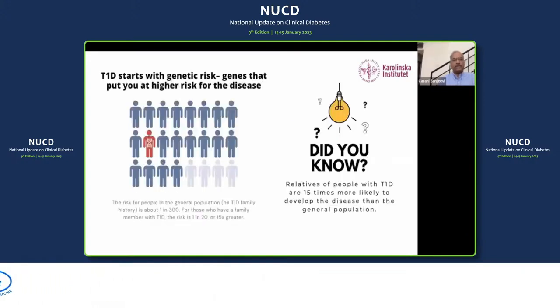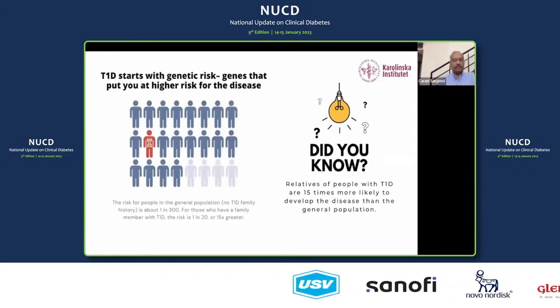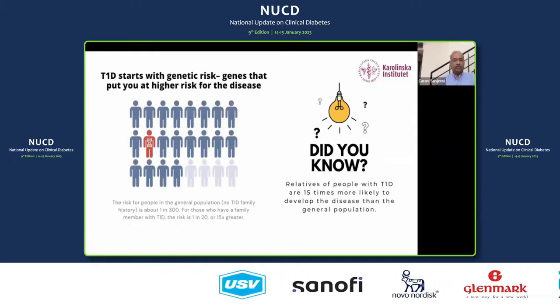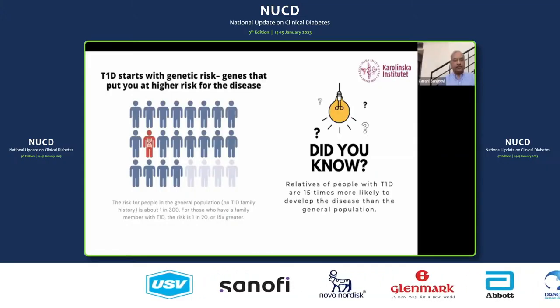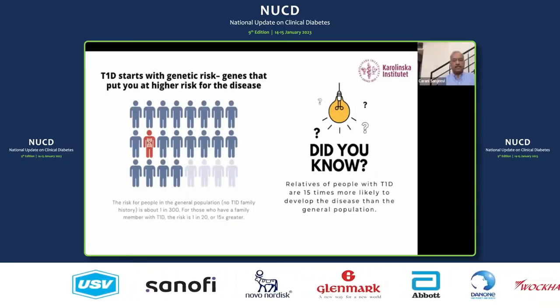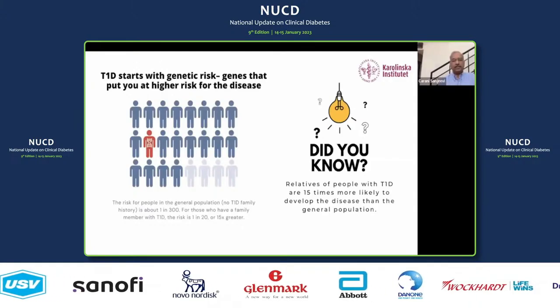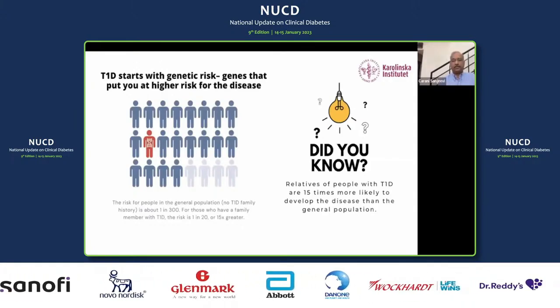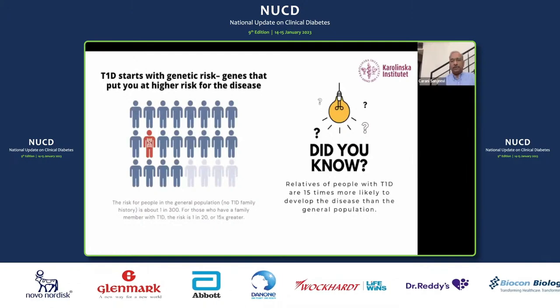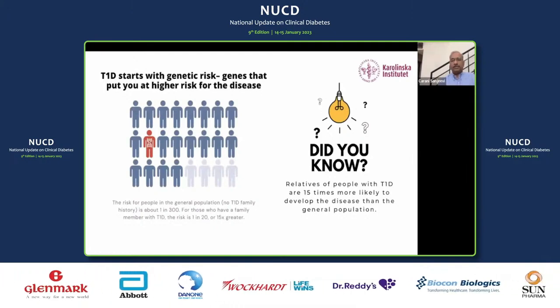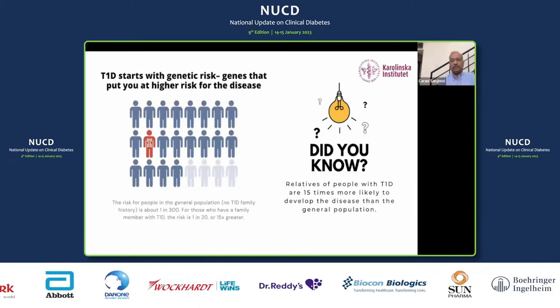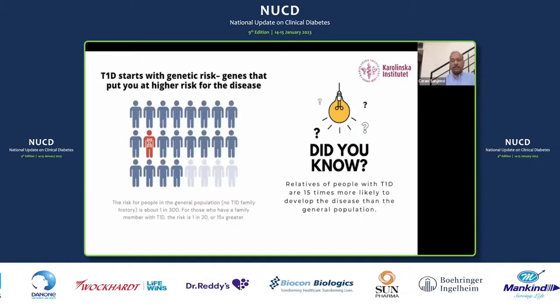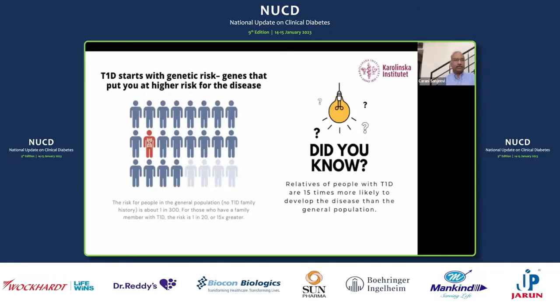So type 1 diabetes starts with the genetic risk, genes that put you at high risk for the disease. The risk for people in the general population with nobody in the family having type 1 diabetes is about 1 in 300. But for those who have a family member with type 1 diabetes, the risk substantially increases at least 15 times, where the risk is there in 1 in 20 individuals. So it's important for physicians to know that the relatives of people with type 1 diabetes are 15 times more likely to develop the disease than the general population.